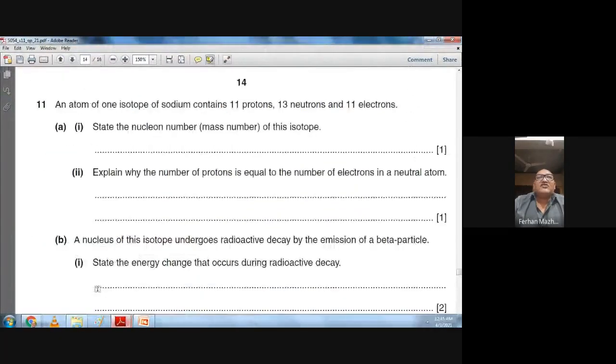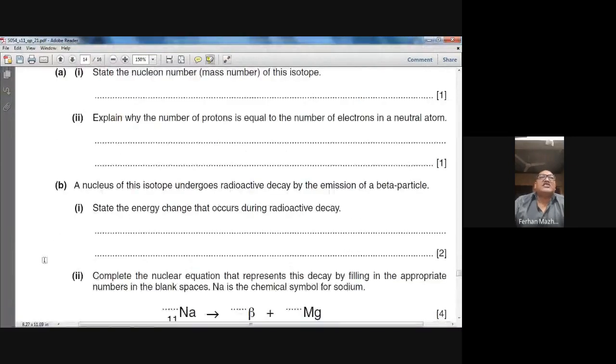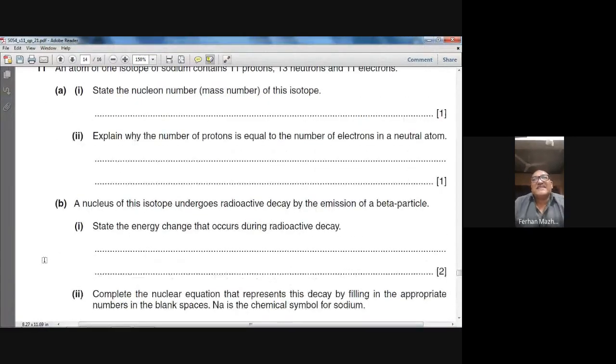The next part is a 1-mark question. It says, explain why the number of protons is equal to the number of electrons in a neutral atom. Whenever you have a neutral atom, you see the protons and electrons have opposite charge on them, and the amount of charge is the same. So they have the protons and electrons.